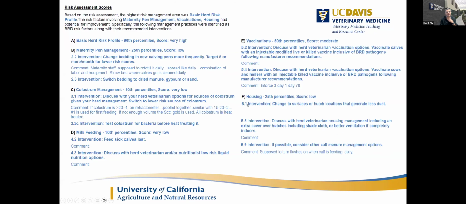This is an example here, with the maternity pen management, for example, the changing of the bedding pens. The colostrum one had to do with checking the colostrum with a refractometer and making sure that if it's pooled, it's actually good quality. There's one more here I think we had, yes: consider other calf manure management options other than flushing, and definitely not flushing when the calf is feeding, maybe every other day instead of daily. These are all ways that you can still handle that.